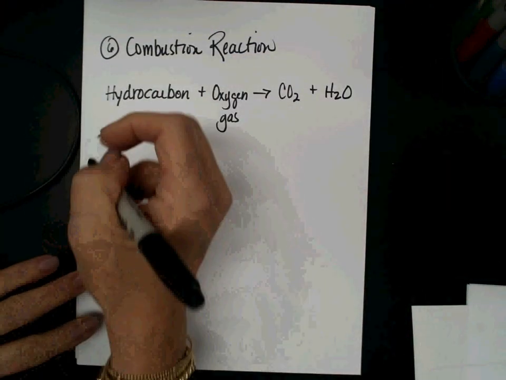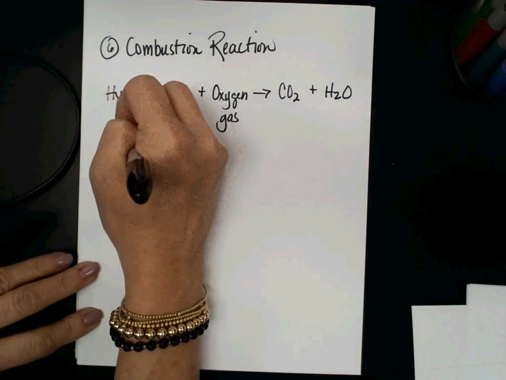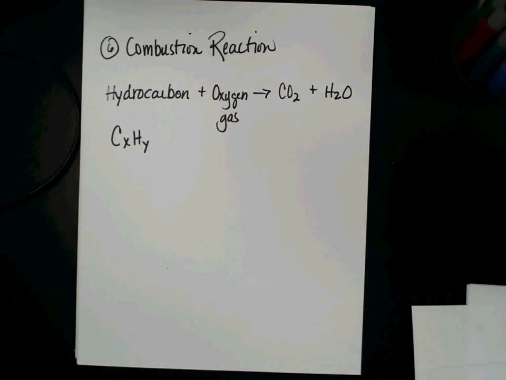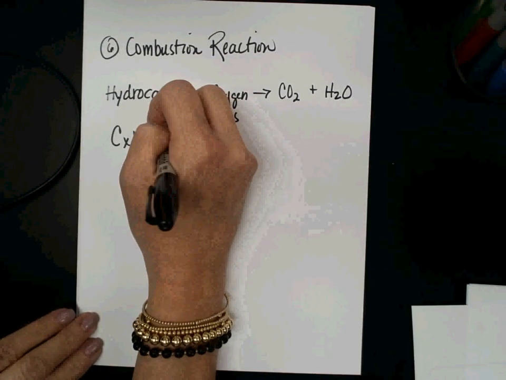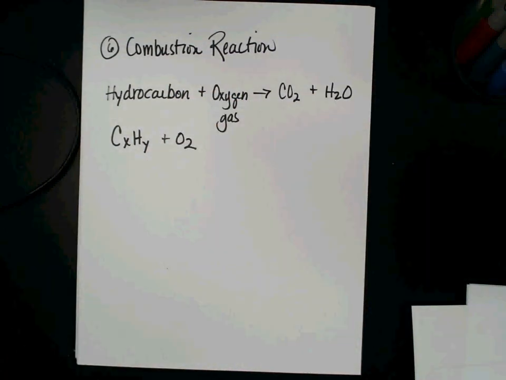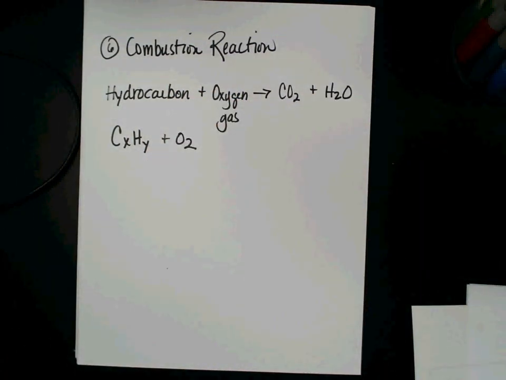So what do you got to look for? You have to look for a CH compound in some form. Doesn't matter what the subscripts are, it's always a C and an H plus O2. And then on the other side, you're going to get CO2 and H2O. They're the easiest ones to predict because the products are always the same thing. They're the hardest ones to balance, probably, if it's a big one.